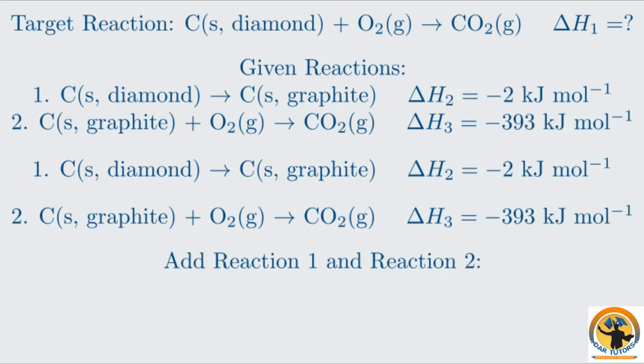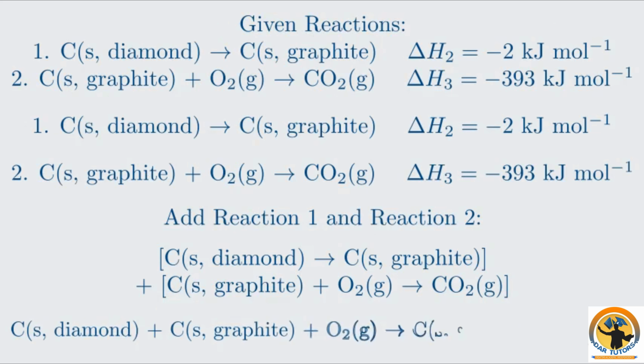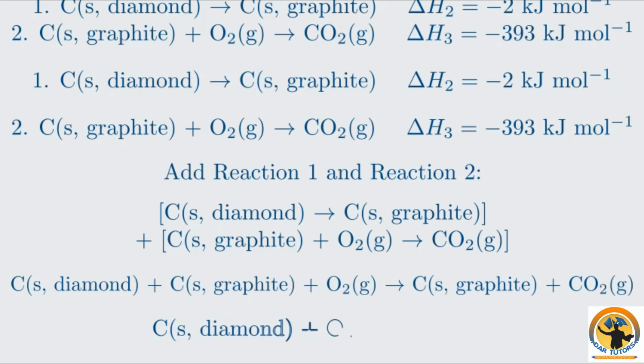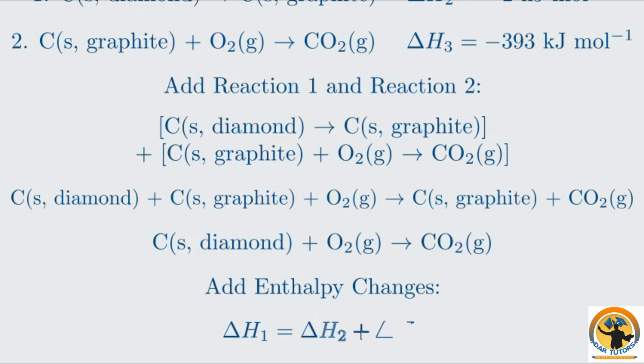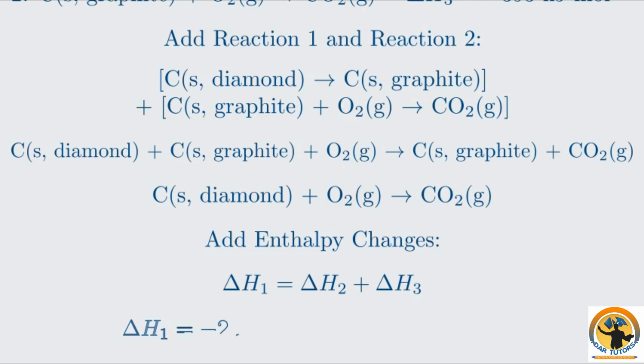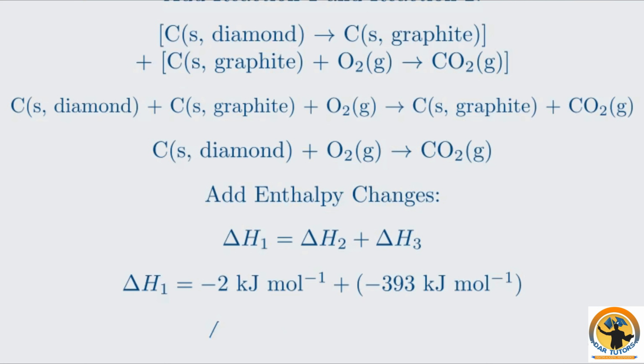Now let's add these two reactions together. We can see that solid graphite appears on both the reactant and product side. We can cancel it out, just like in algebra. The resulting equation is our target equation. This means we can find its enthalpy change by simply adding the enthalpy changes of our two manipulated reactions. So, the enthalpy of combustion for diamond is -395 kilojoules per mole. We have successfully calculated an enthalpy change that is difficult to measure experimentally.